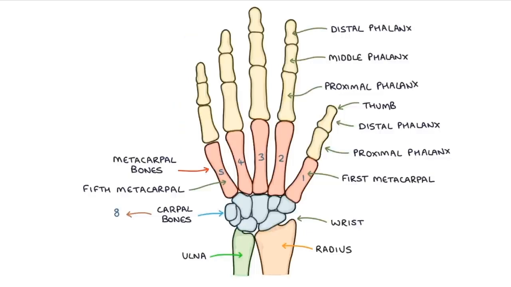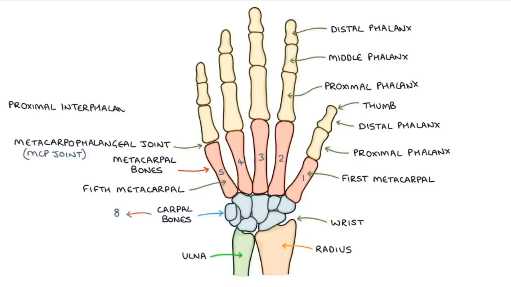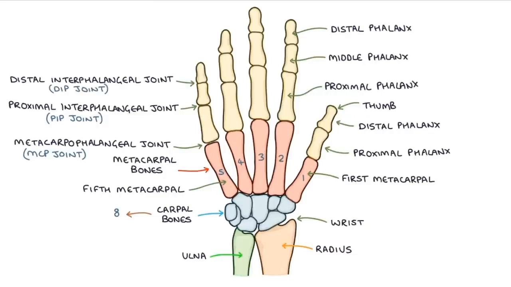If we move from the base to the tip of each finger, there is the metacarpophalangeal joint or MCP joint, proximal interphalangeal joint or PIP joint, and the distal interphalangeal joint or DIP joint. At the base of the thumb is the carpometacarpal joint or CMC joint.